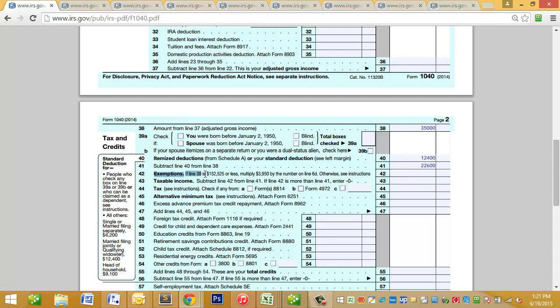Now the next one is your exemptions. And this one here, you get $3,950 for each person, essentially, that your income supports. So if it's you, your wife, and 2 kids, that's 4 deductions.